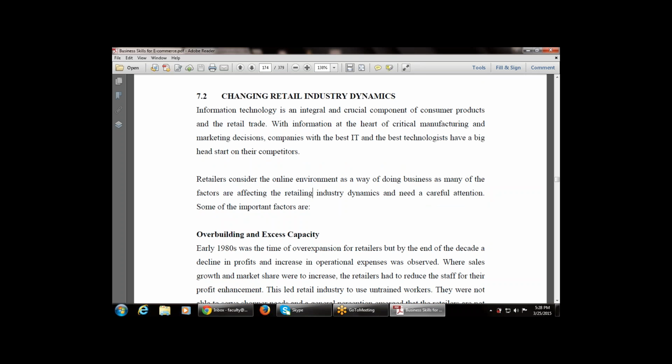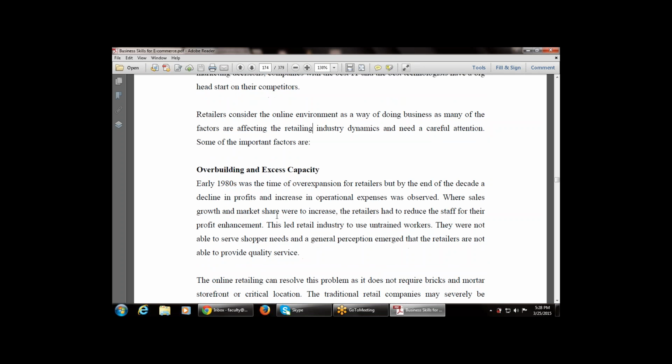The factors are overbuilding and excess capacity. Overbuilding means over expansion by retailers, and by the end of the decade there was a decline in profit. An increase in operational expenses was observed. Where sales growth and market share were to increase, the retailer had to reduce the staff for profit enhancement. This led the retail industry to use untrained workers. They were not able to serve shopper needs, and a general perception emerged that retailers are not able to provide quality service.